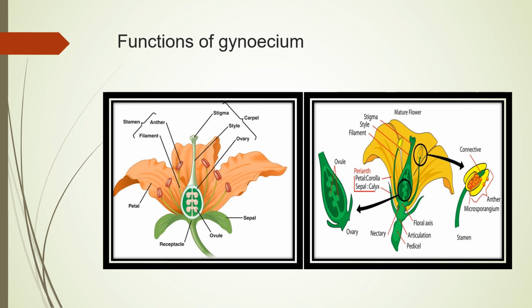Now in this we can see a clear picture of the function of the gynoecium. So here we can see the three main parts of gynoecium. This is the stigma part. This one is the style, this connector, and here we can see the ovary. So within the ovary, what we can see? Within the ovary, we can see that it contains the ovules or the embryo sac.